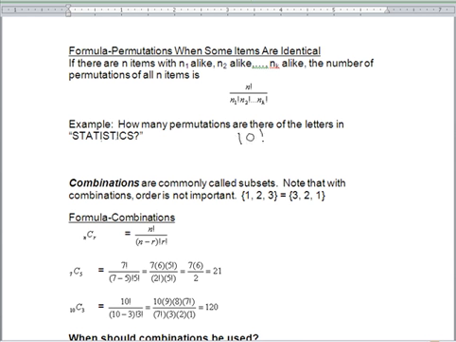Okay, now count what's alike. It has 1, 2, 3 S's. And 1, 2, 3 T's. And what else do we have? We have 1, 2 I's. And I believe that's it. So we want to take 10 factorial divided by 3 factorial, which is 6, that's 3 times 2 times 1, and 2 factorial, which is 2. So it's actually 10 factorial divided by 72 if we multiply that out.